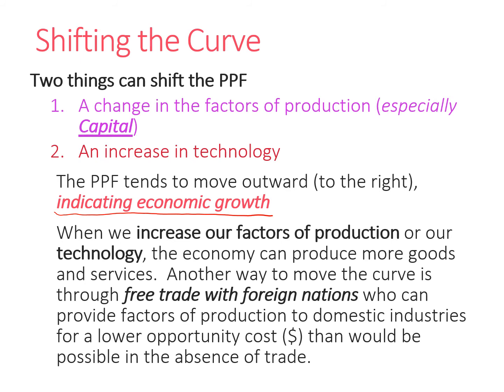So another way that we could move this curve, in addition to just getting better technology or better resources in our own nation, is that we could take advantage of other countries' resources through trade. When we trade with other countries, we can find places that have cheaper factors of production than our domestic factors of production, and that lowers the opportunity cost. That would be lower than what it could be possible without trade.